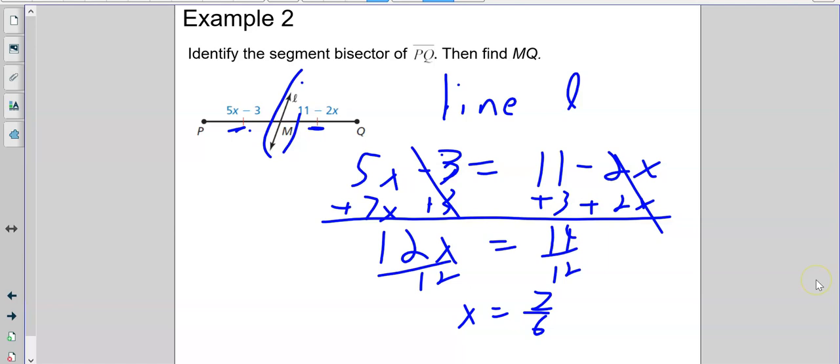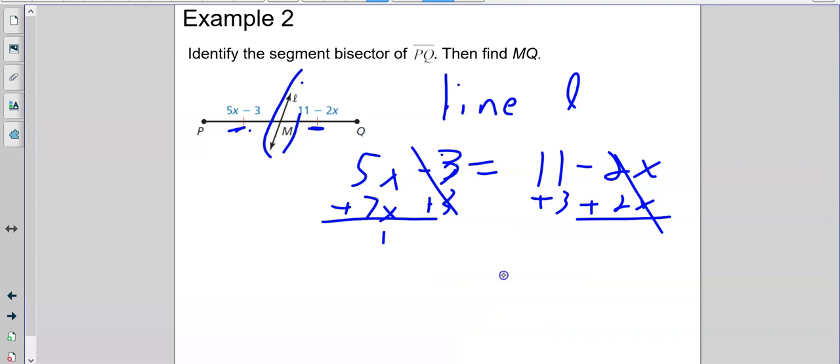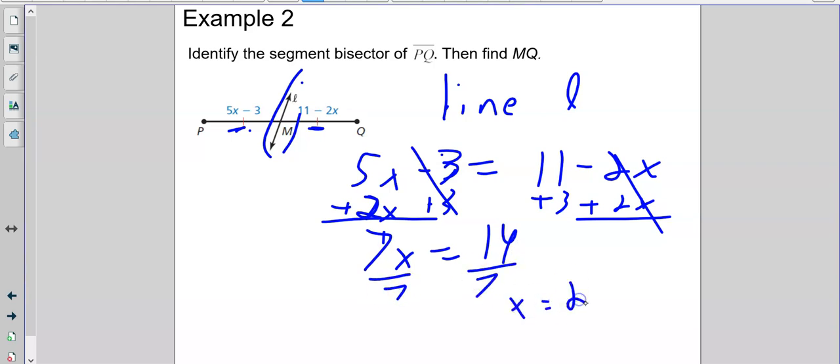Except, hey, guess what? I'm human. I can't read my own writing here. This was a 2 up here. I kind of underlined the bottom part of the 2. So that gives me 7x equals 14. That's going to give me a much nicer answer. Sorry about that. x equals 2. But I do make mistakes. We all do. It's okay.